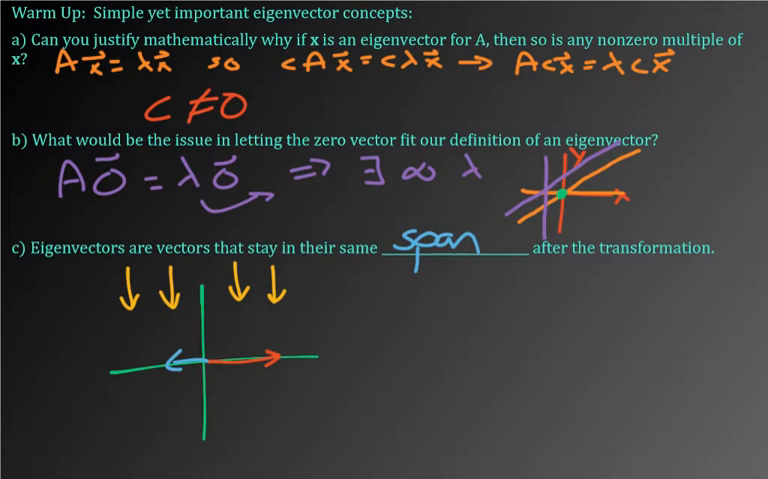And the eigenvalue is just the scale factor, because they can stay in their span, but they could double or halve in size or whatever. And that's all an eigenvalue is.